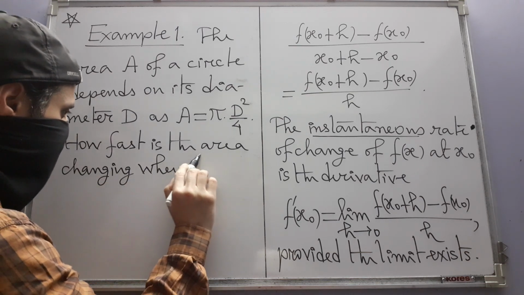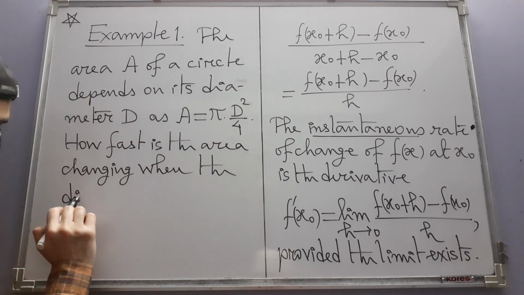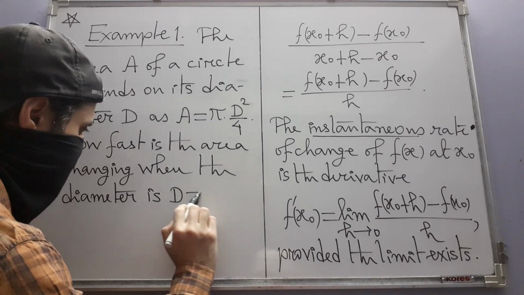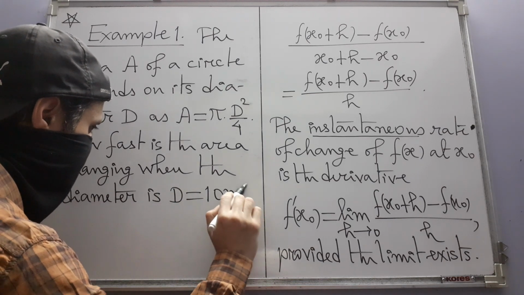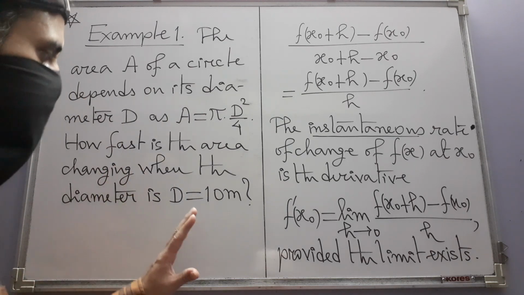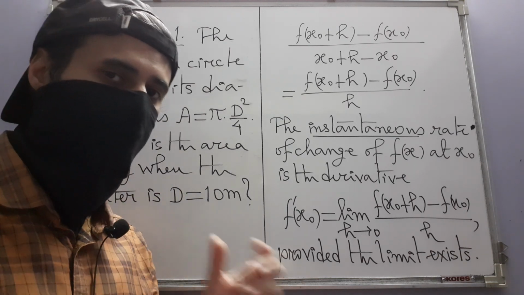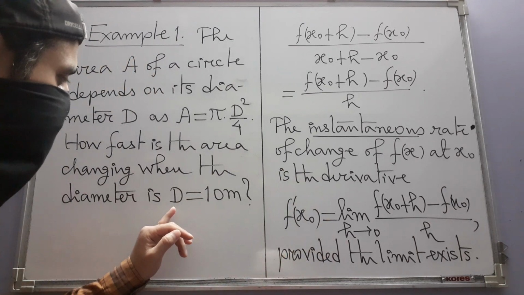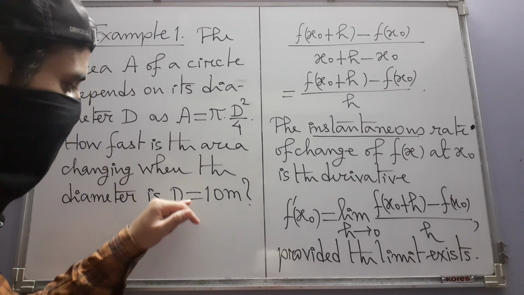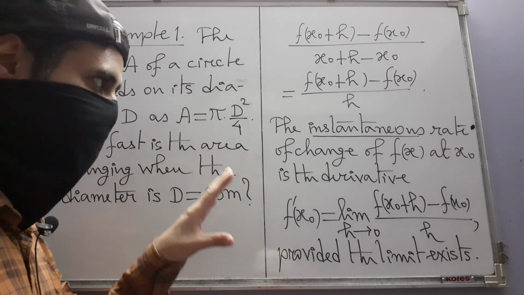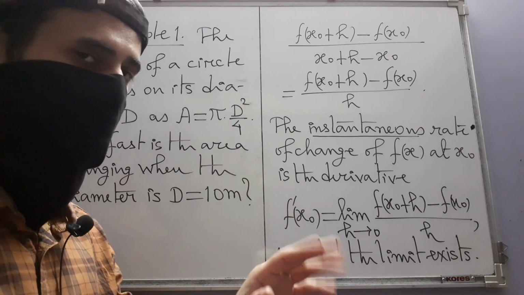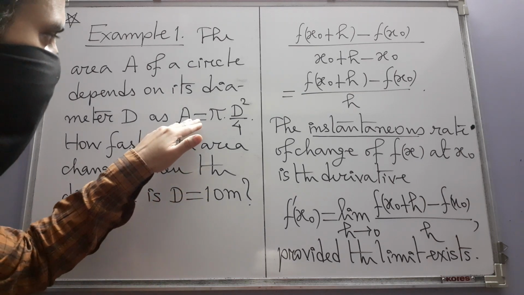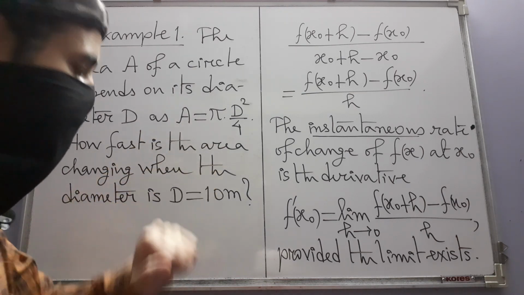When the diameter is 10 meter. This means that we have to know the rate of change of the area with respect to diameter, not with respect to time, okay. At this value of the diameter, 10 meter, that means it's not average rate of change, it's instantaneous rate of change. So we have to basically just find the value of the derivative of A with respect to d when d is 10 meter.